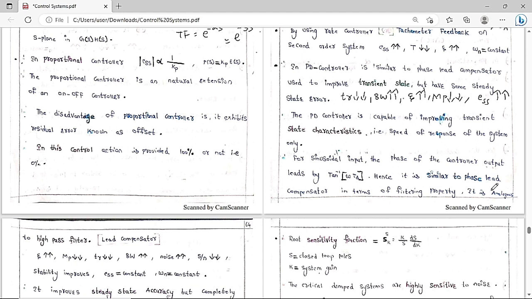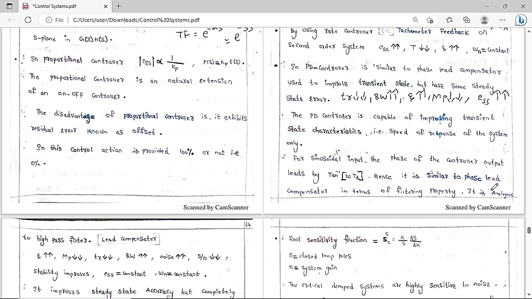In the case of the PD controller, it is similar to a phase lead compensator. The output is going to lead the input by some amount of angle, and the angle is again tan inverse of omega Td. So therefore, we can say it is similar to a high pass filter. I have already told you a lead compensator is basically a high pass filter, because in the case of these compensators, the zero is going to come earlier than the pole.